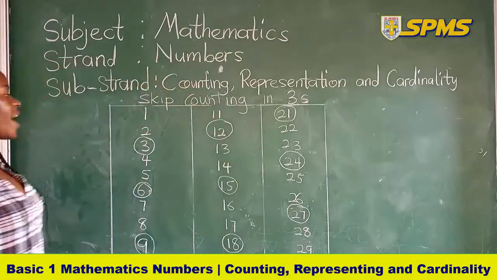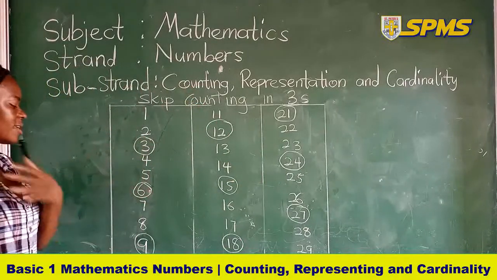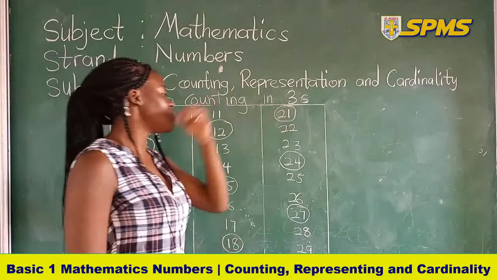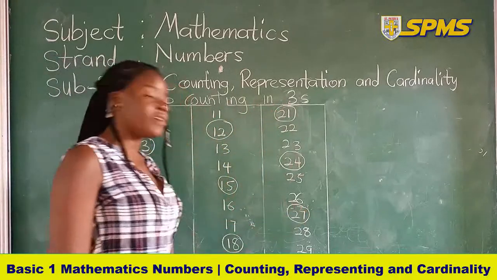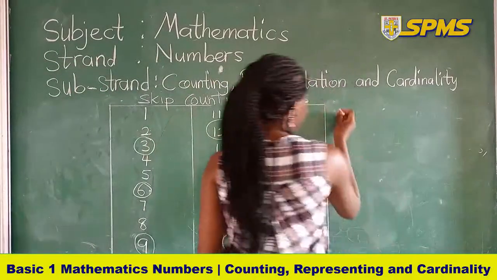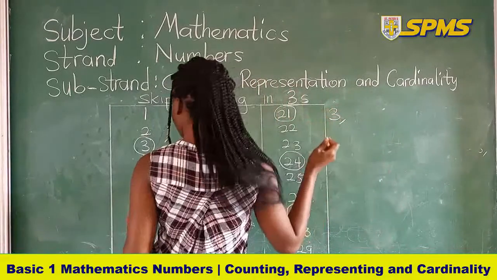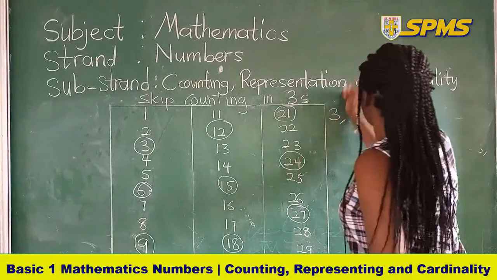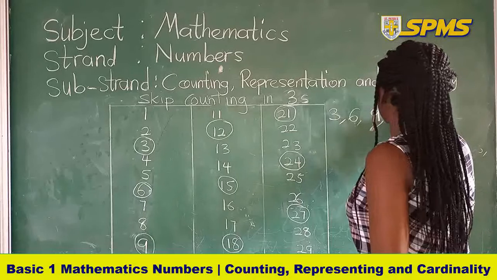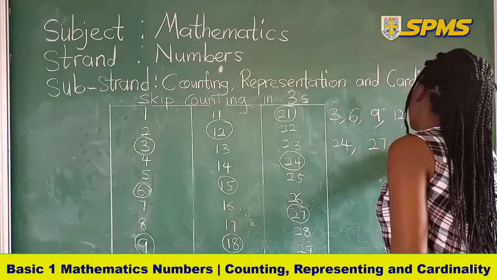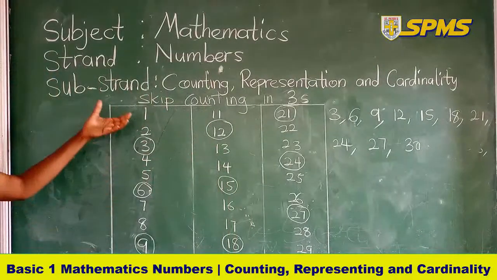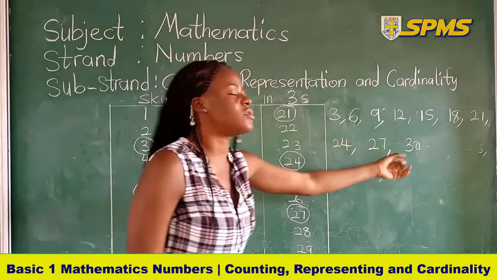Good. So we have 3, 6, 9, 12, 15, 18, 21, 24, 27, and the last number being what? 30. So let's write it here. The ones that we circled. We have 3, 6, 9, 12. The last number 30. So when we skip in 3s, these are the numbers we would get.